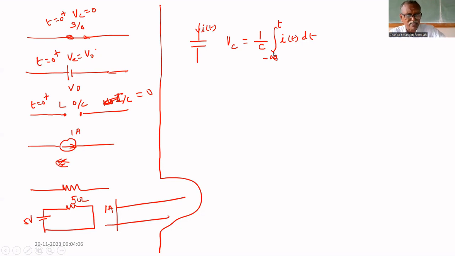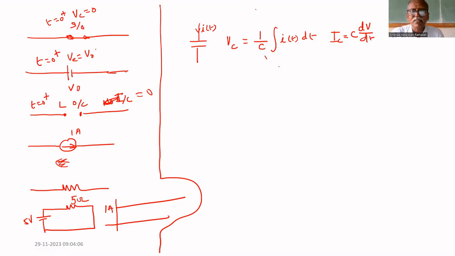You forget about the limits. You should remember this expression; limits you can put later. This is for voltage VC. What is IC? IC equal to C dV by dt. The rate of change of voltage across the capacitor is the current through that capacitor. This is the expression for current through the capacitor, C dV by dt.